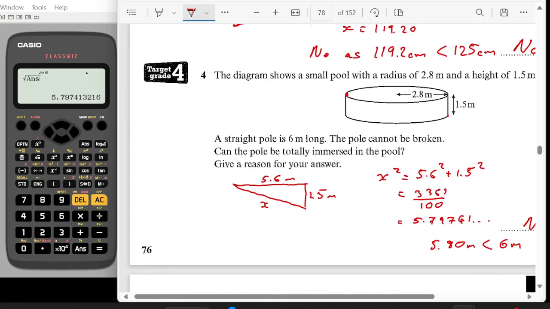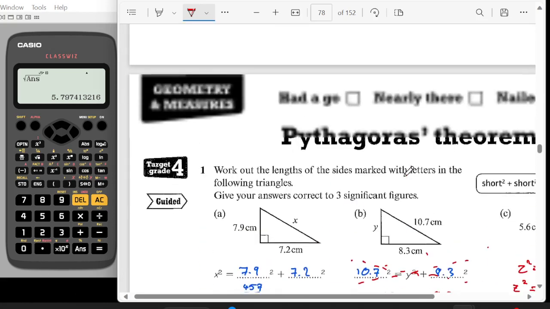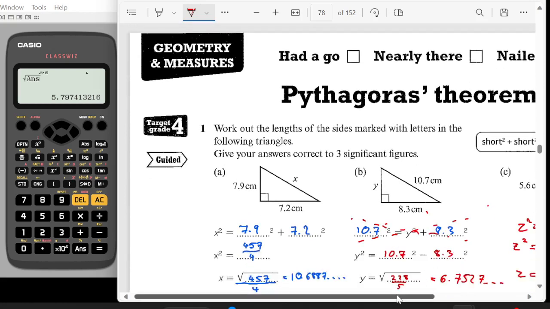And that's that page done. So that's topic 76 from the higher workbook on Pythagoras' theorem.